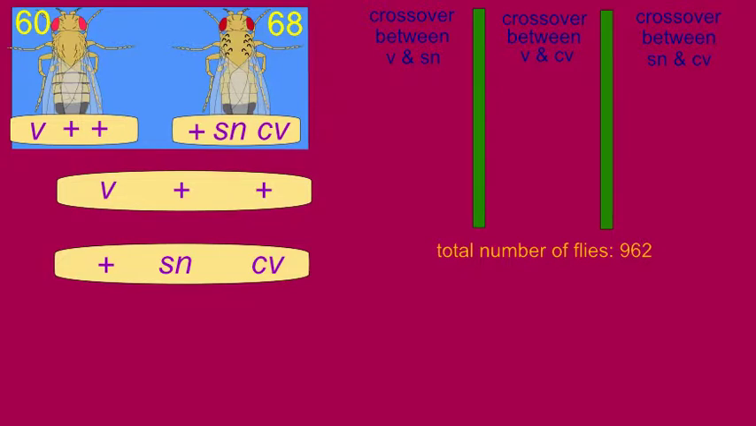And so therefore, if we create a chart with three types of crossover events, the number of vermilion flies, 60 in this case, will be added to each column where there was a crossover between vermilion and singed, or a crossover between vermilion and cross-veinless. The same is true of the flies which are singed and cross-veinless.